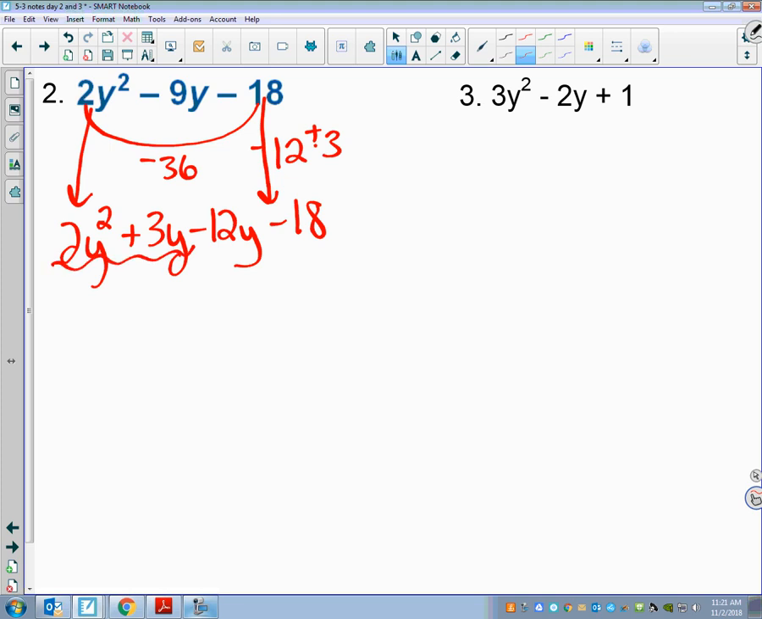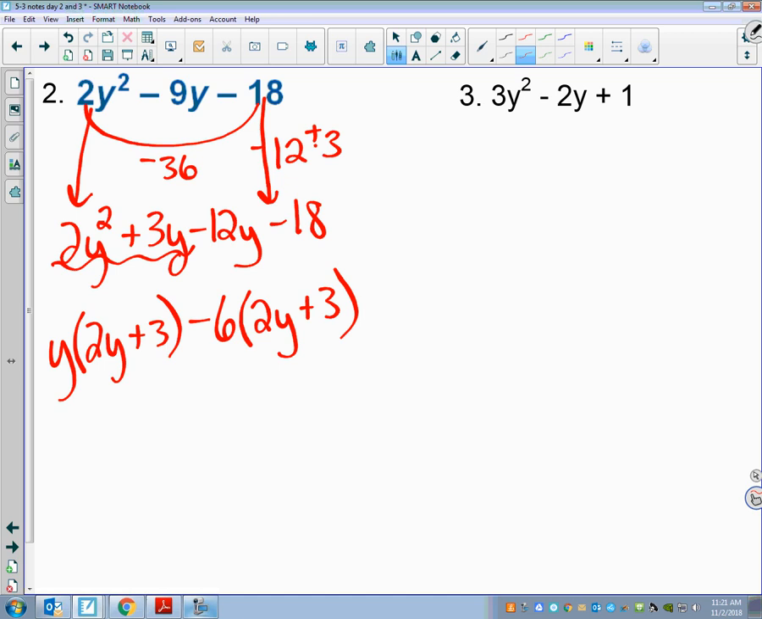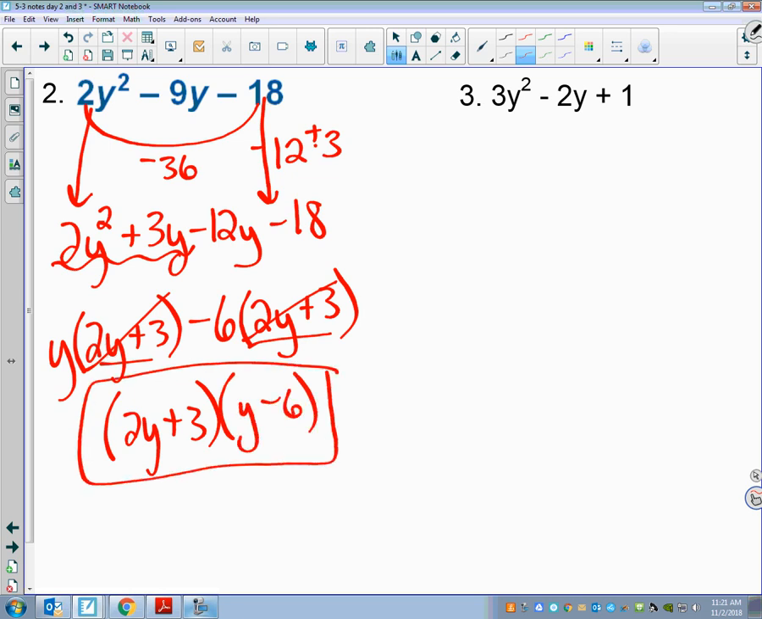But on this one, what can I factor out of that? I can only factor out a y, and I'd be left with 2y plus 3. And then over here, I need that to be positive, so I need to factor out a -6. And I would be left with positive 2y plus 3. And if these are the same, that's how you know you did it right or that it's factorable, because I can take those out and put together what's left, y minus 6. And then that's it.